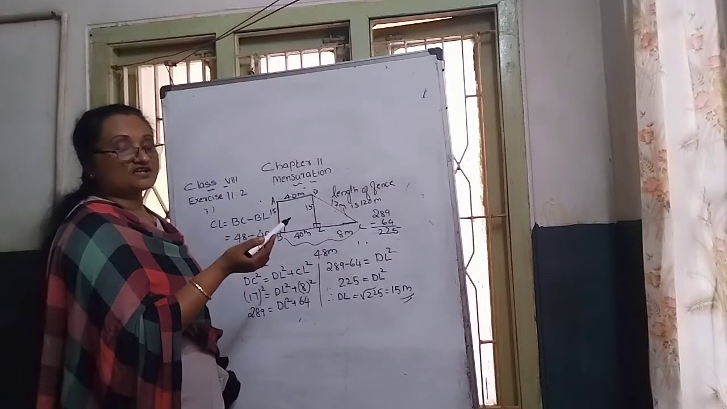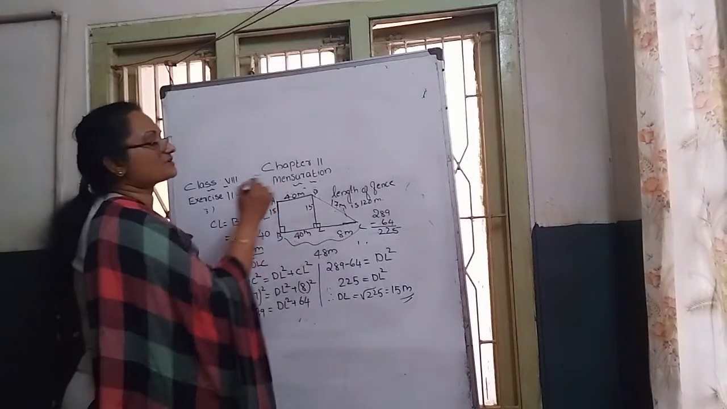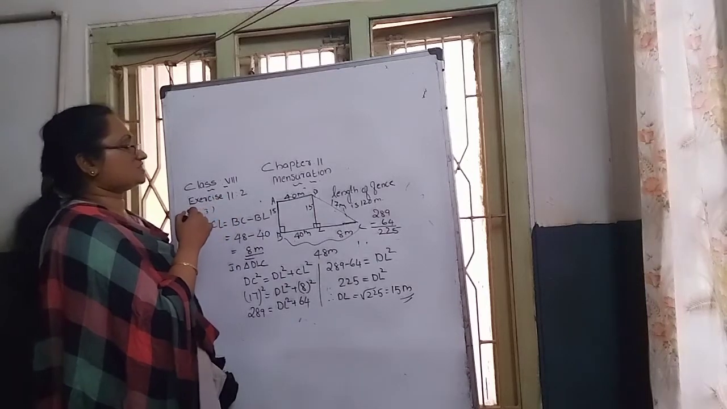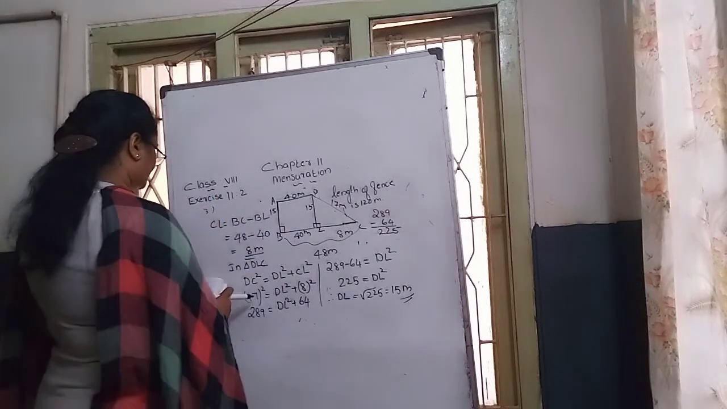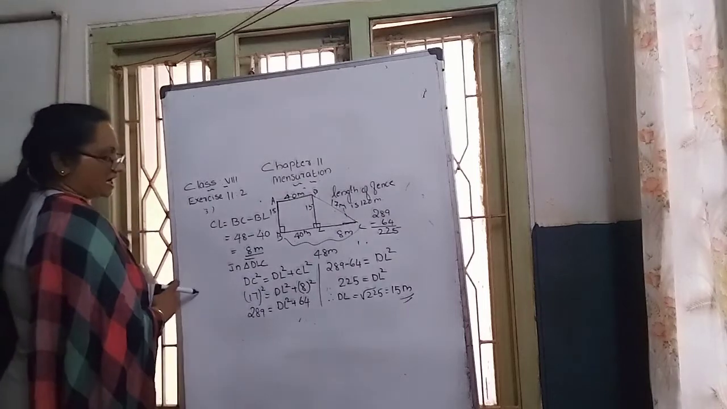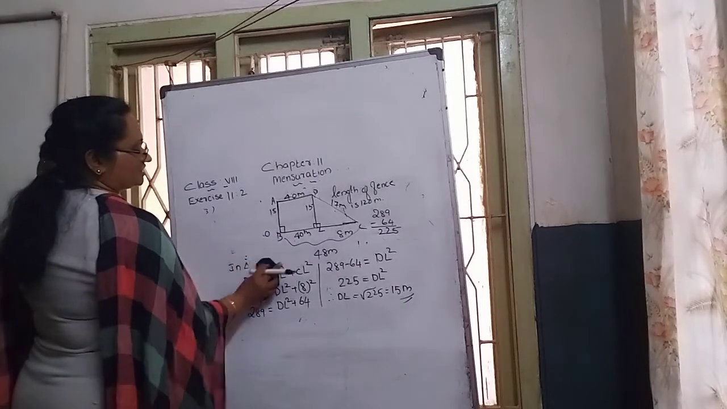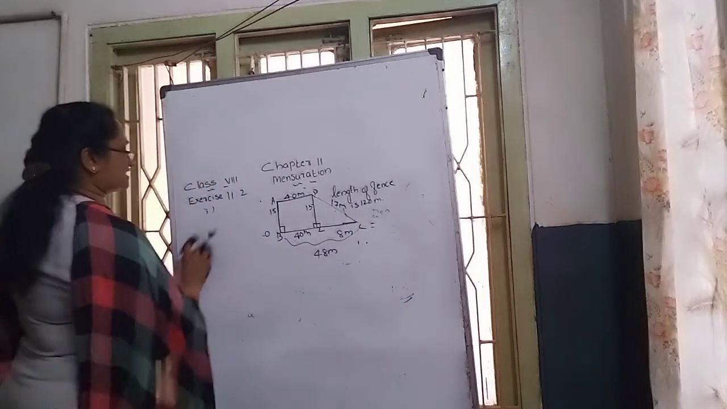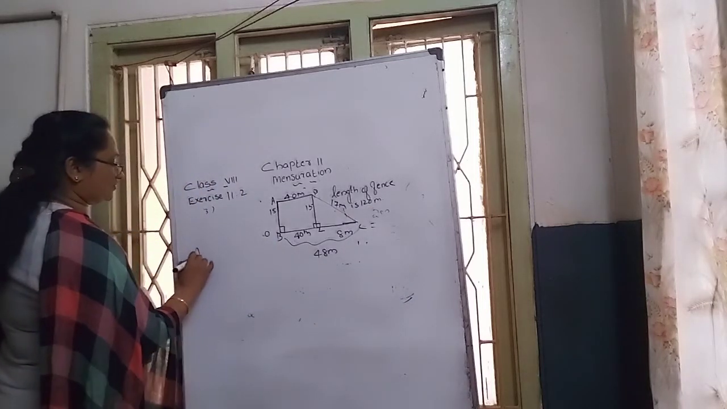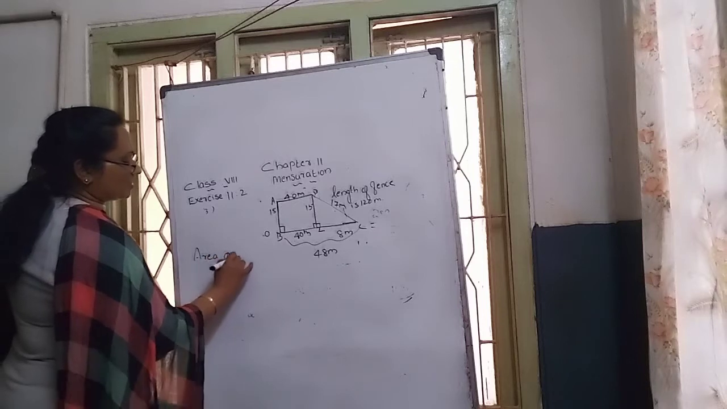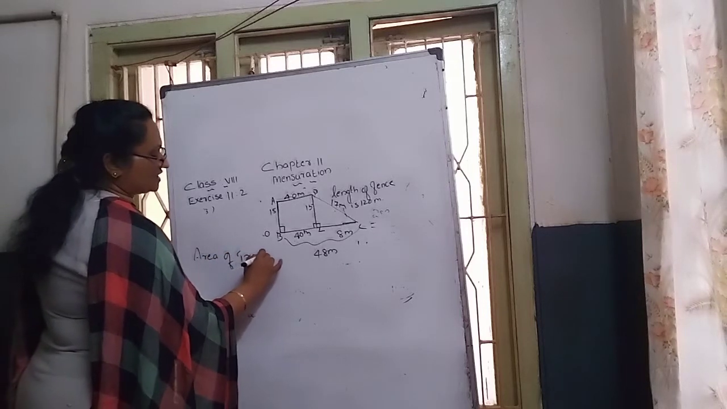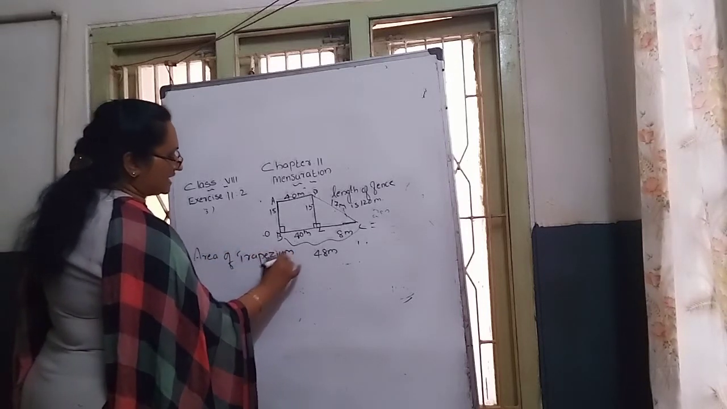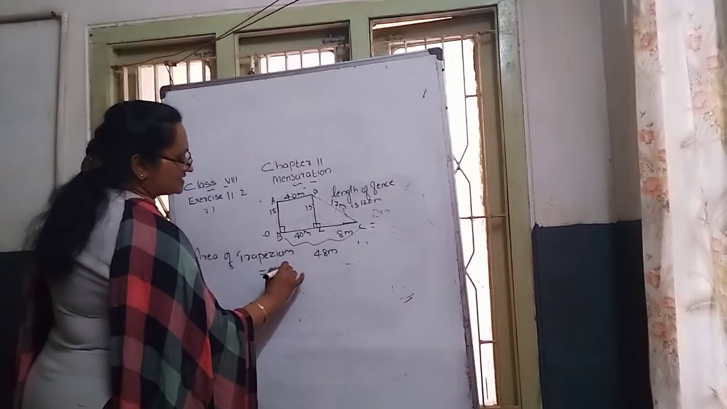After finding DL, find out the area of this trapezium. How to find out the area of the trapezium? Half into that formula, apply the area of the trapezium formula and find out. Next they are asking to find out the area of a trapezium. Area of trapezium is equal to, we know the formula, half into the sum of two sides.